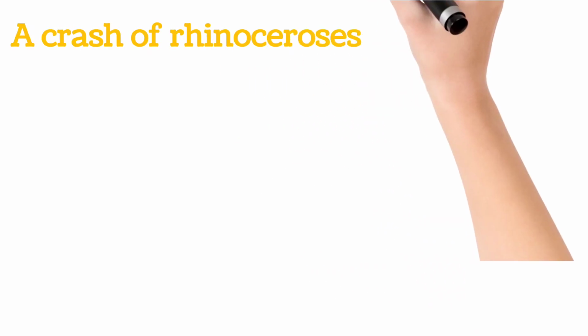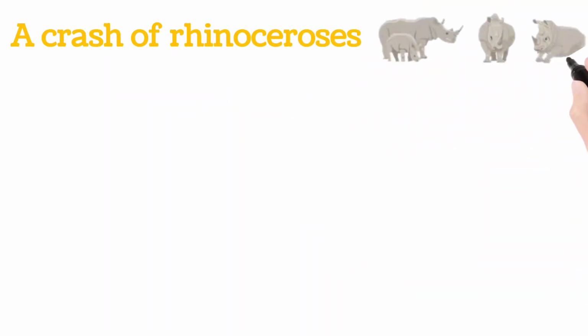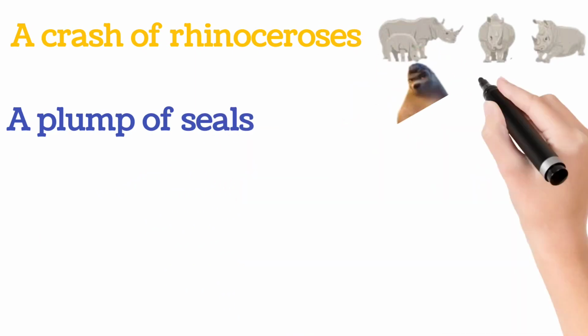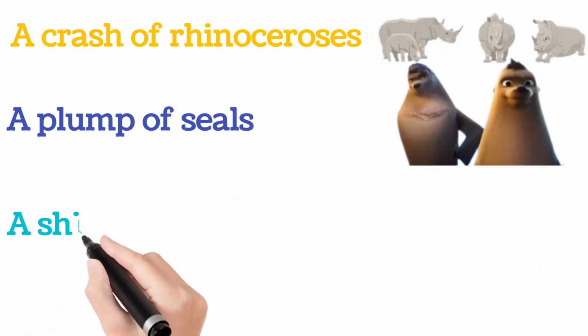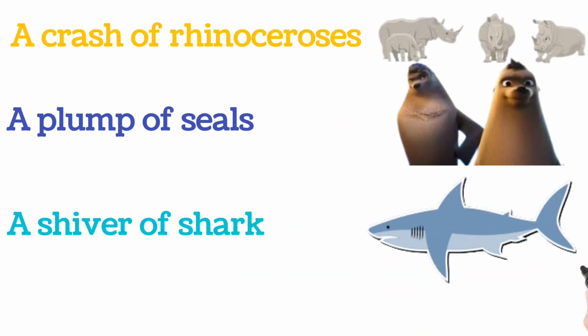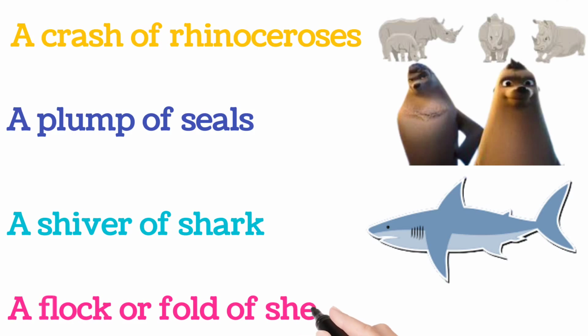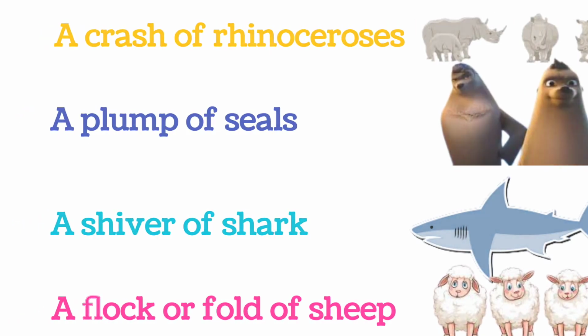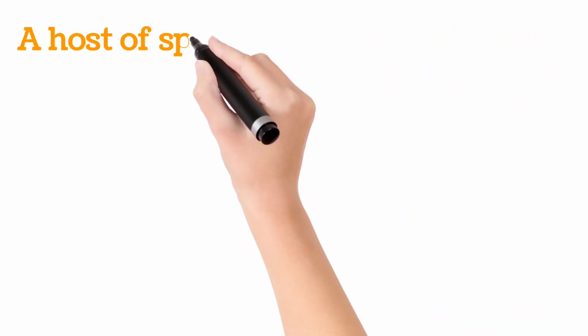A crash of rhinoceros. You can see the rhinoceros. A plump of seals, a shiver of sharks, a flock or a fold of sheep. Crash, plump, shiver, flock or fold are the collective nouns.